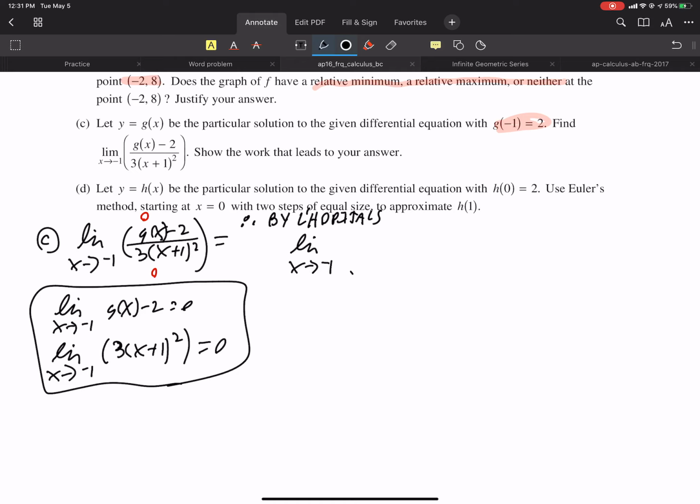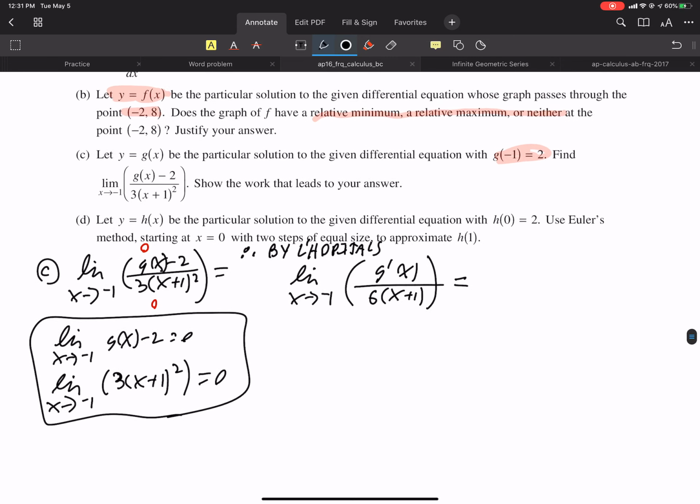If you show that the bottom and top go to 0, therefore by L'Hopital's, this equals the limit as x approaches negative 1. The derivative of the top is g prime of x. The derivative of the bottom is 6x plus 1. I'm doing the chain rule, where x plus 1 is a box, so it's 6 box to the first times the derivative of the box.